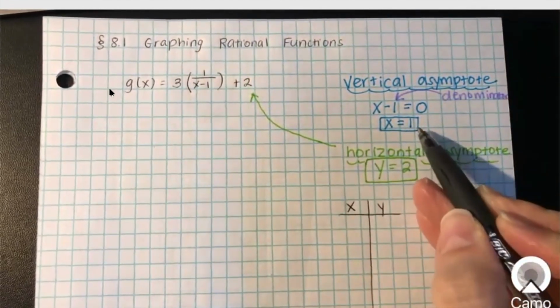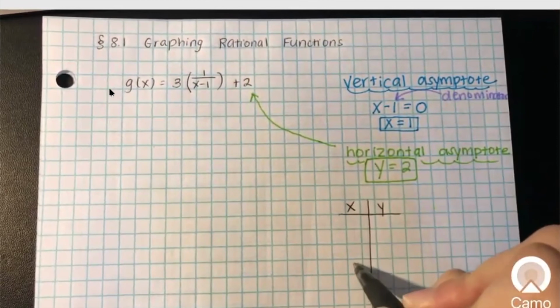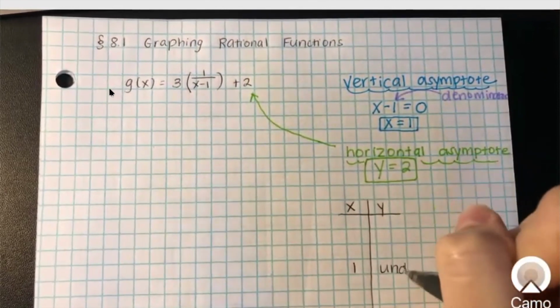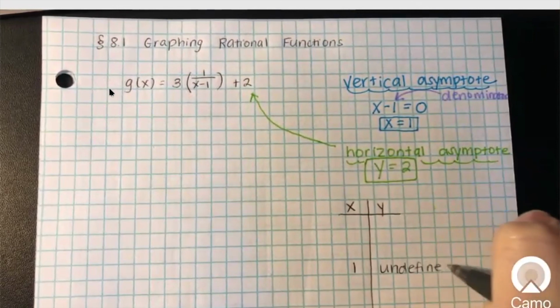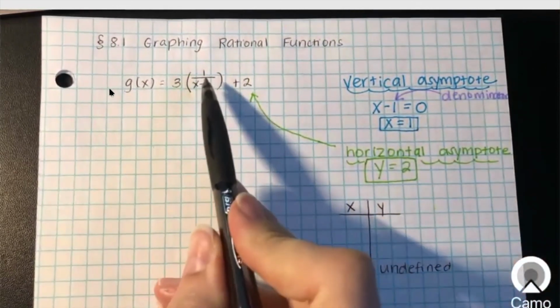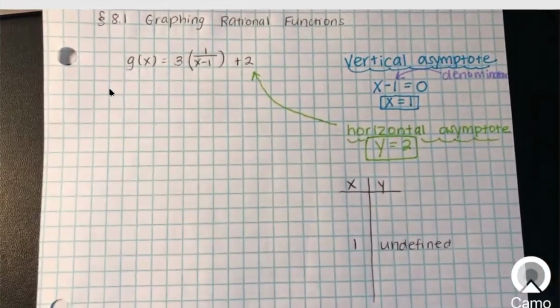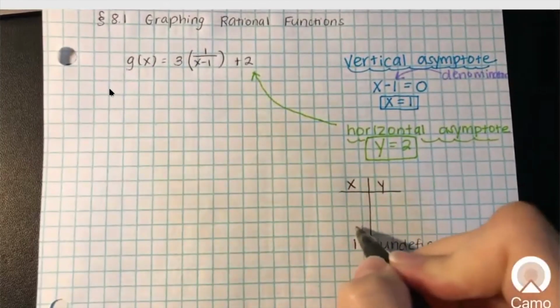So we're going to put our asymptote in the middle, and we know that's undefined because if we plug in 1 to this equation, we get 1 minus 1, which is 0, and we can't divide by 0. So I'm going to pick 3 points that are less than 1 and 3 points that are greater than 1.